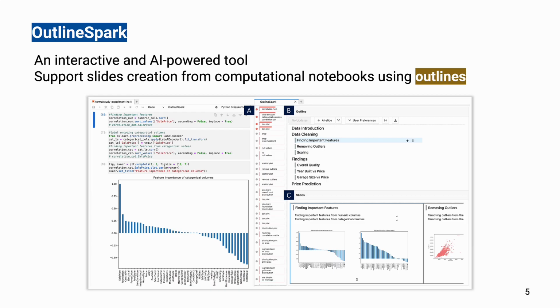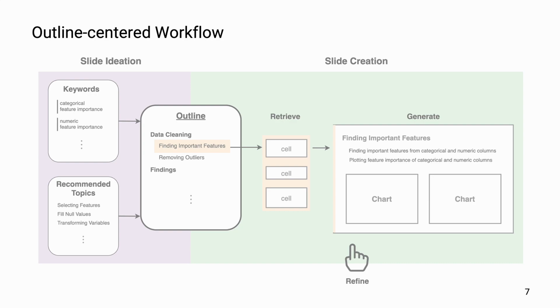To fill the gap, we present OutlineSpark, an interactive and intelligent tool that supports generating slides from computational notebooks based on an outline written by the user. The outline-centered design draws inspiration from the common and widely recommended slide creation practice, that is, drafting outlines first, then adding concrete content. Now, let's get inside OutlineSpark and see how it actually works.